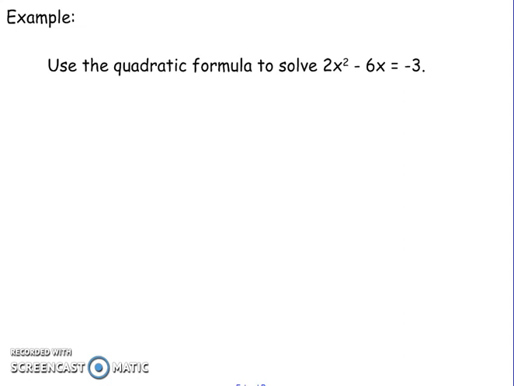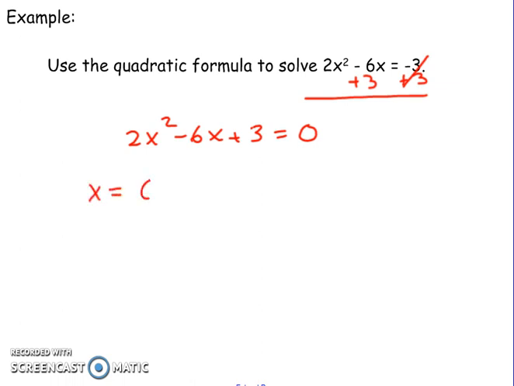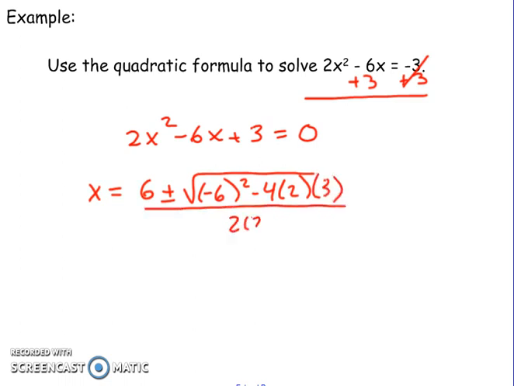Okay, let's solve this one. Okay, make sure it's equal to 0 before you start plugging it into the formula. So first we have to add the 3. So we have 2x squared minus 6x plus 3 equals 0. Okay, we're going to plug it in. So x equals negative b, so it's going to be positive 6 plus or minus the square root of b squared minus 4ac all over 2a. So if we solve this on the inside, we get 36 minus 24.